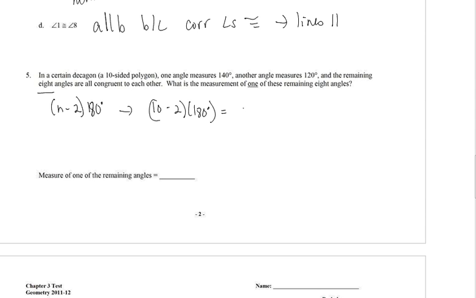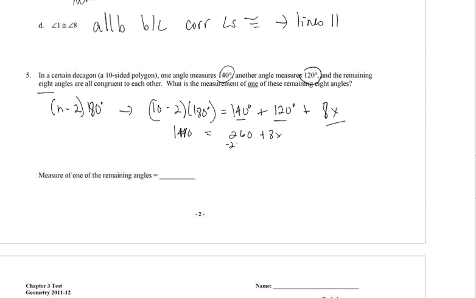Okay. How many angles do I need to add up in a decagon? Well, 10. One of them is 140. And another one of them is 120. The other 8 I don't know, but I do know that they're all the same. If they're all the same, I can call them all x. So I can get the rest of the adding done simply by saying 8x. Okay, so 10 minus 2 times 180 ends up giving me 1440. And that gives me 260, 140 plus 120, on the right side, plus 8x.